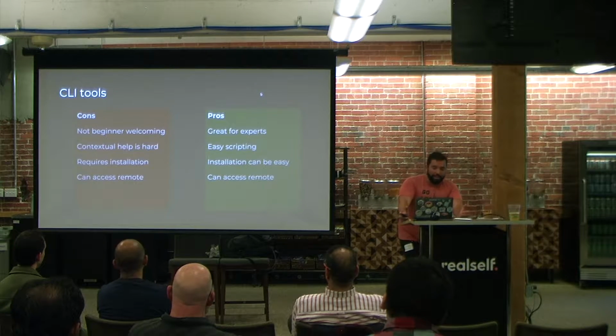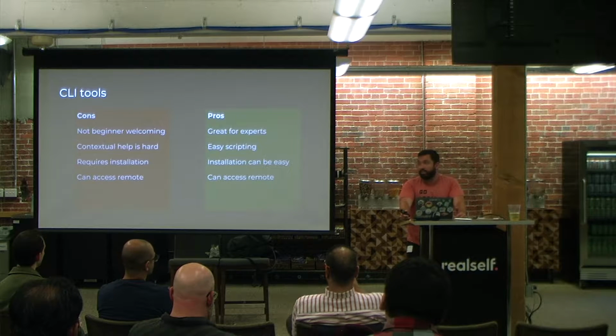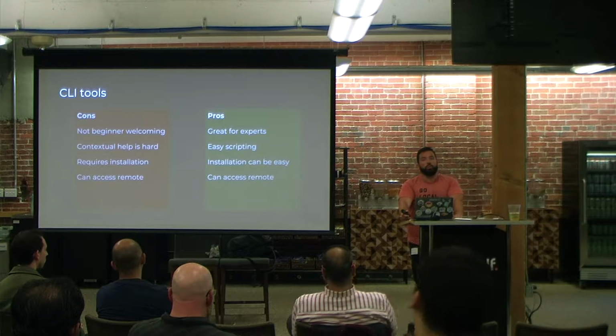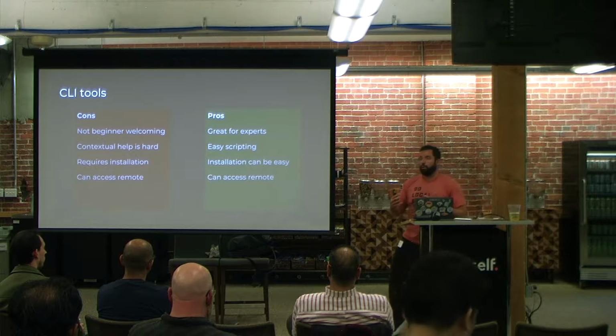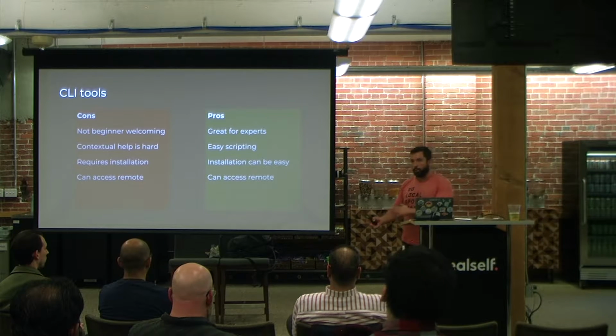So, CLI tools, on one side, they're not very welcoming for beginners. You cannot really have contextual help. AV on the CLI, not a good idea. It requires installing it, and it can access remote things without you really noticing. Like when you're typing something, it doesn't mean that it just works on your machine. It might require connectivity, which is sometimes a problem.